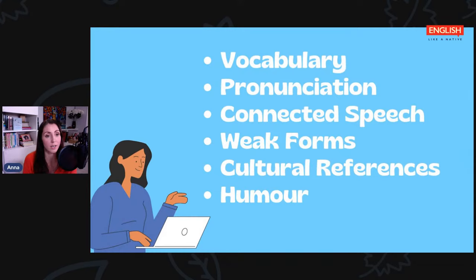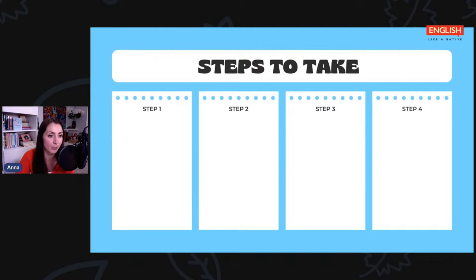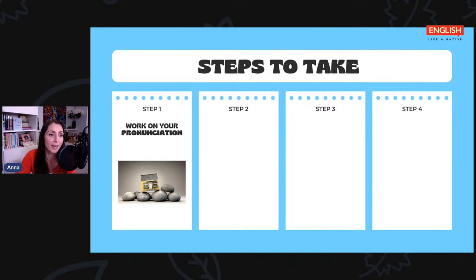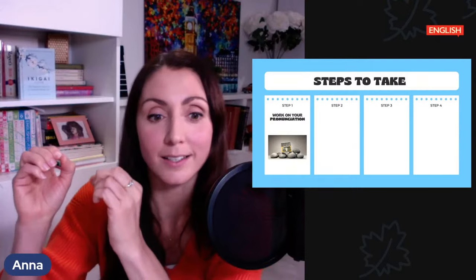So what can we do to fix this problem? How can we start to feel in control? Well, we need to take 4 steps, and there's lots of other steps that you can take, but this is my suggestion to you. This is something I think will help you straight away. So the first step, drum roll, is work on your pronunciation. Work on your pronunciation to help you to understand native speakers.